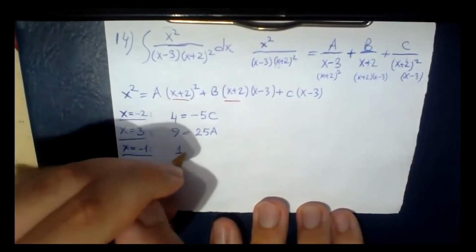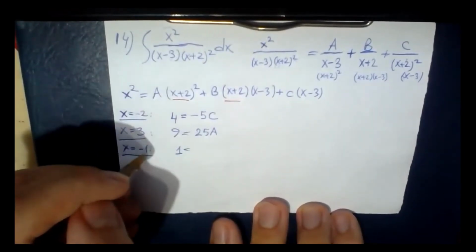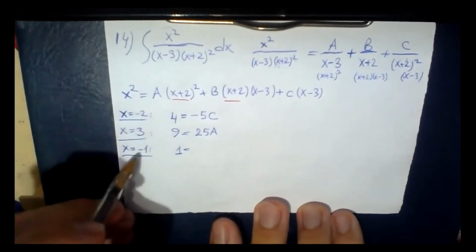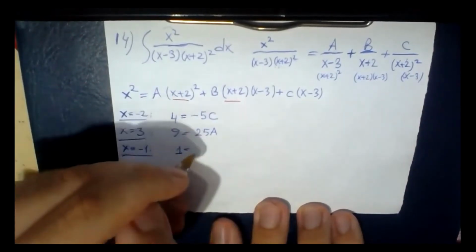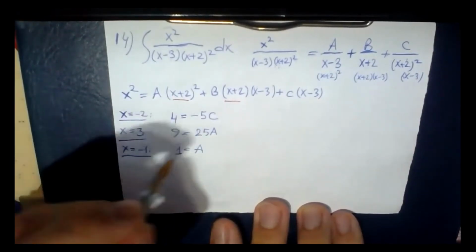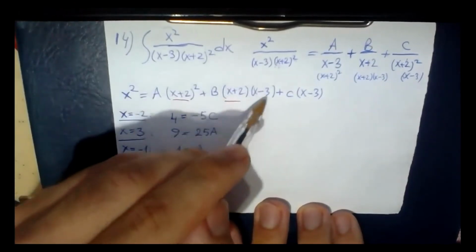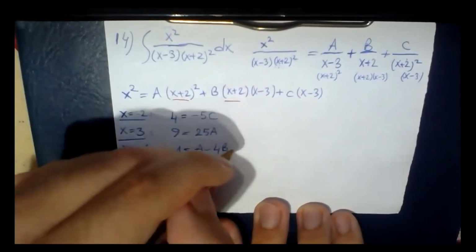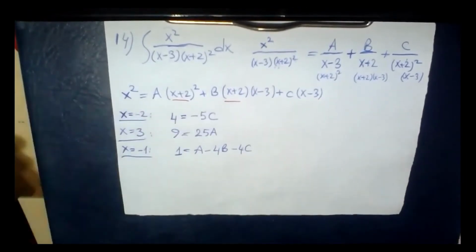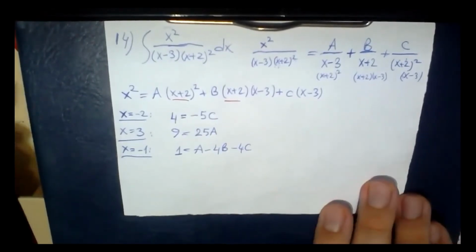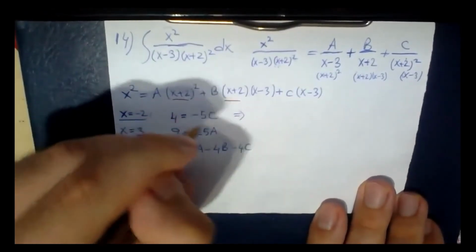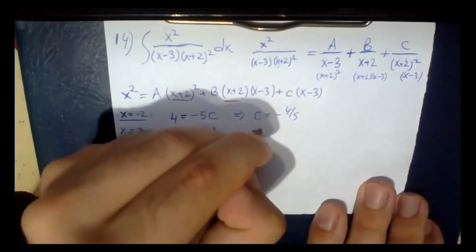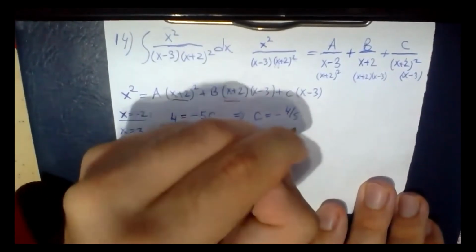Then x squared is equal to plus 1. A times x minus 1 squared, we replace x with minus 1. So it will be plus 1a. 1 times minus 4, so minus 4b and minus 4c. So what do we have here? From the first equation, c is equal to minus 4 over 5. A is equal to 9 over 25.